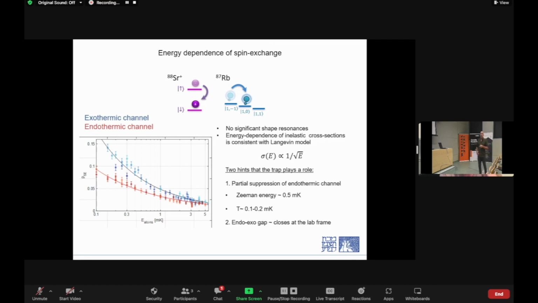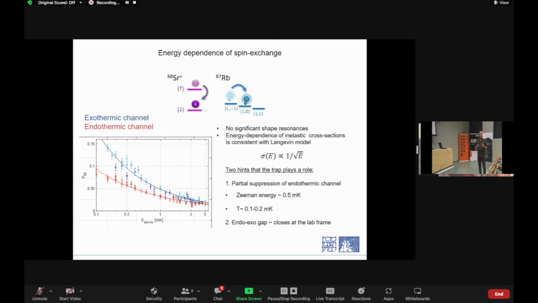endothermic reaction rates are not fully suppressed. We still see endothermic reactions, and that cannot happen in a single collision. That will only happen if the trap RF has sufficient time to, someone has to pay the electricity bill, right? Someone had to do the work in order for these atom-ion wave functions to hop above this Weizmann barrier. And there's only one thing that can do it, the RF fields of the trap.